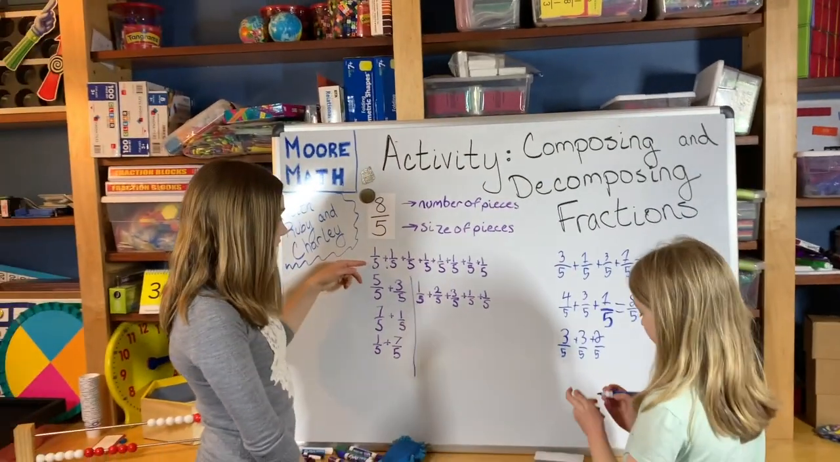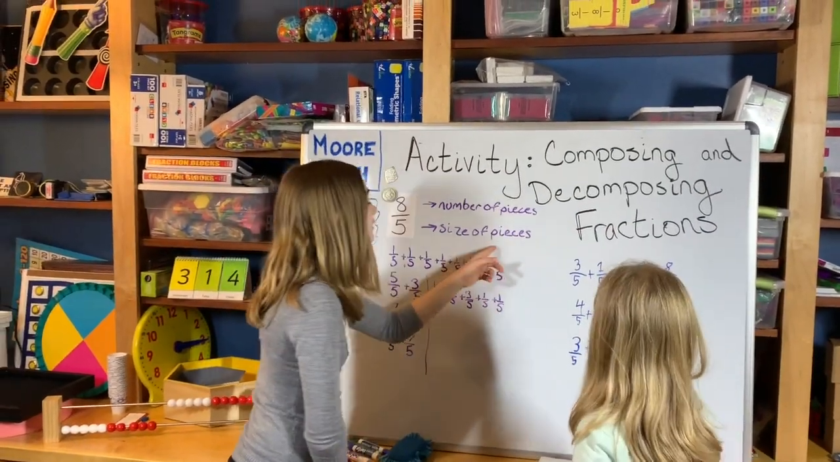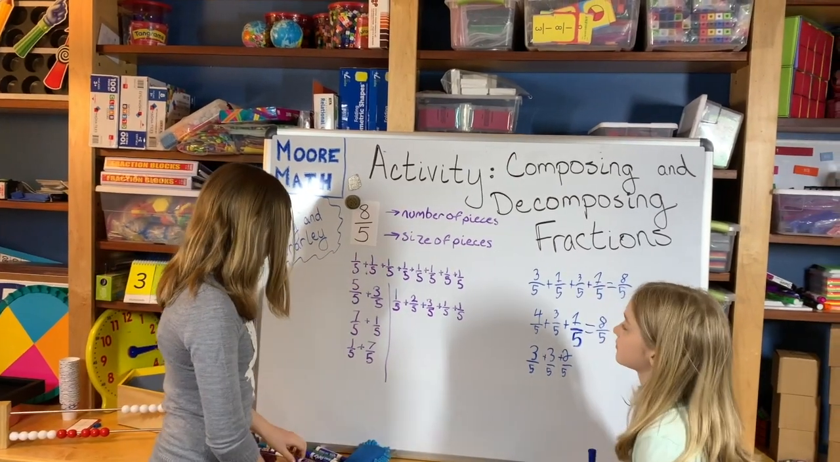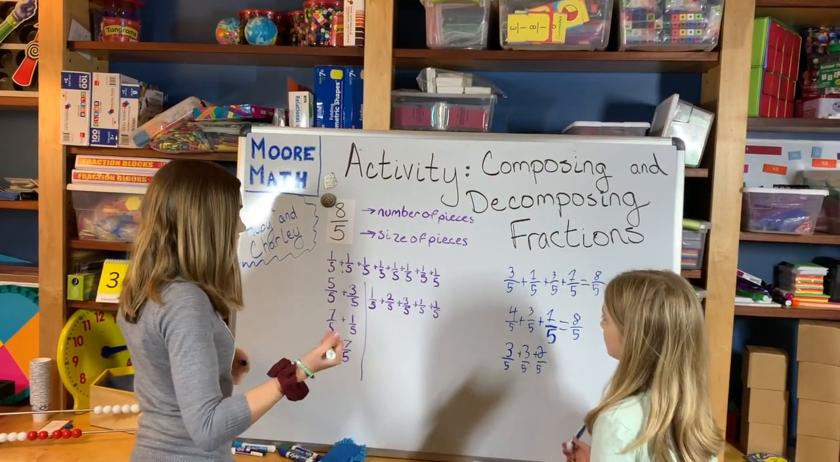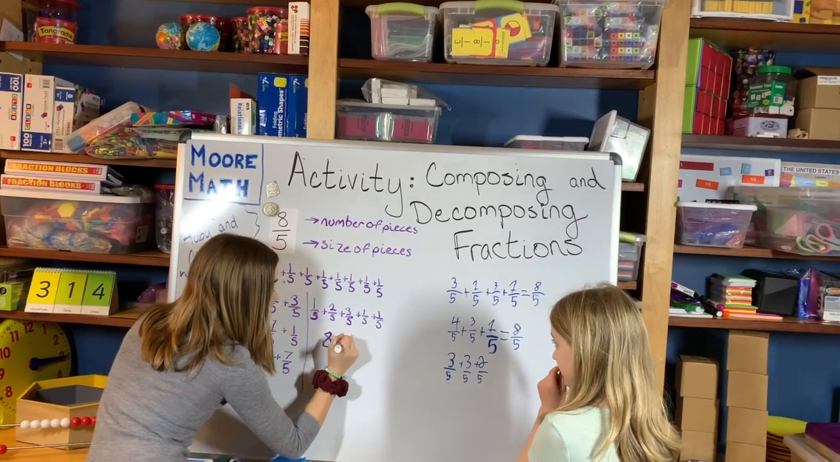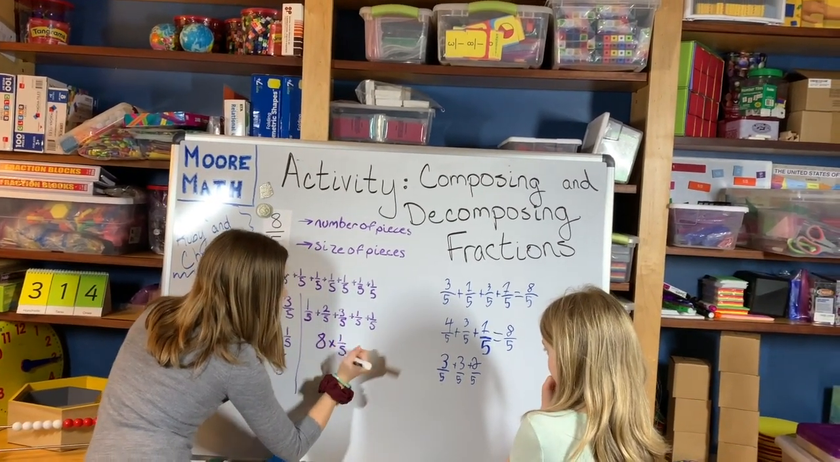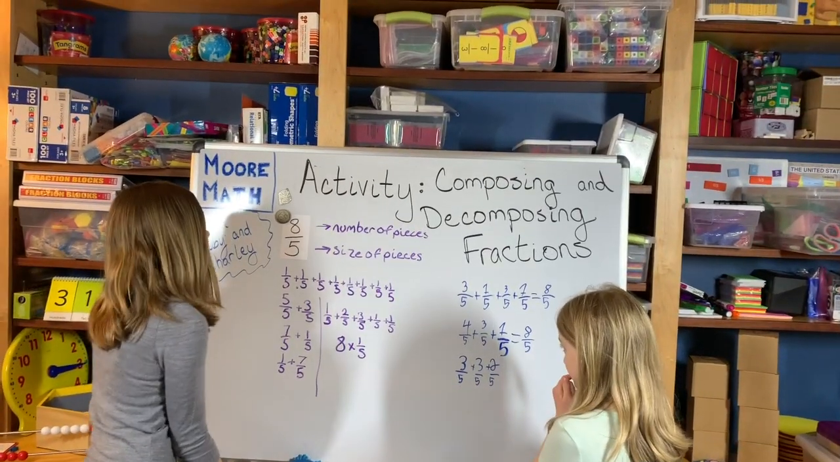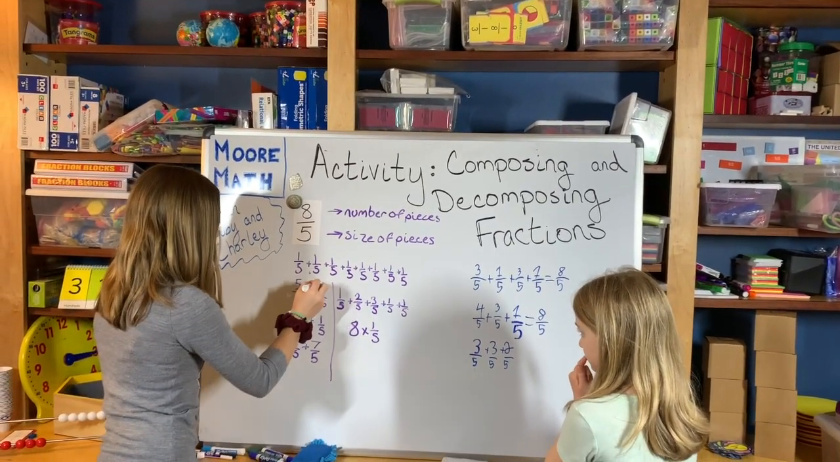So for this one, this is repeated addition again. So we can turn that into multiplication. 8 times 1/5.